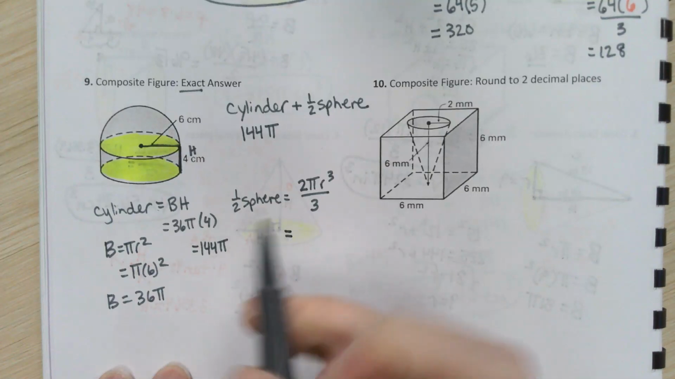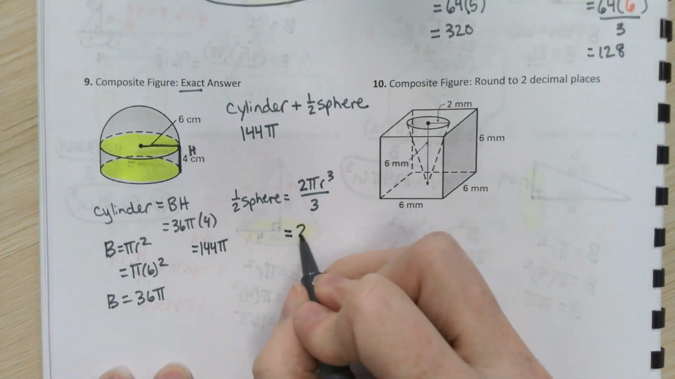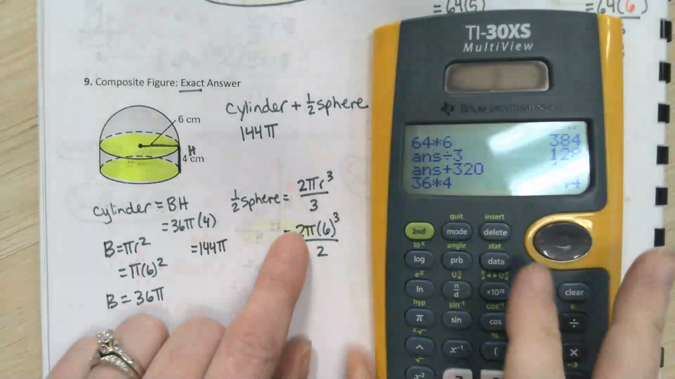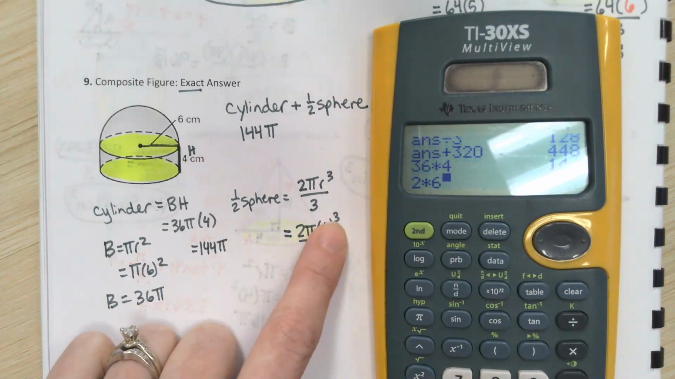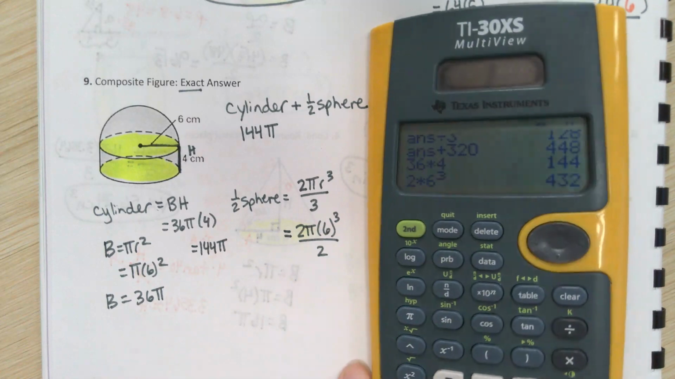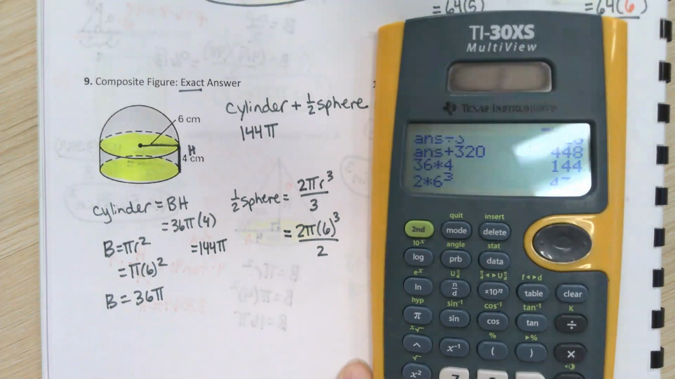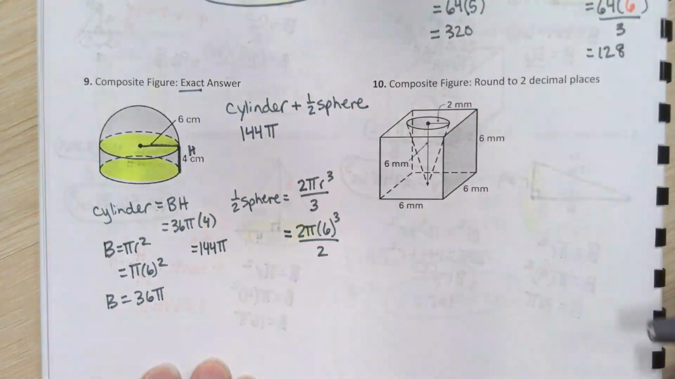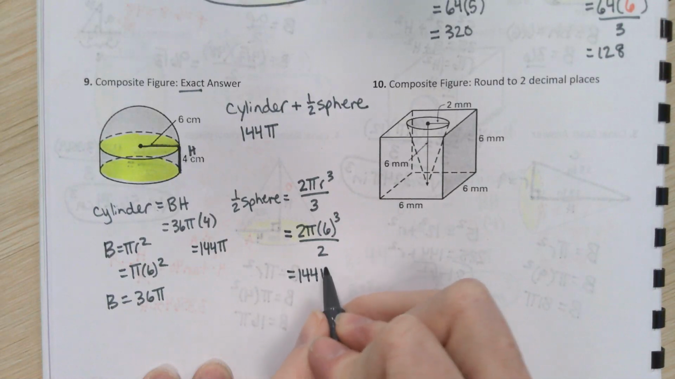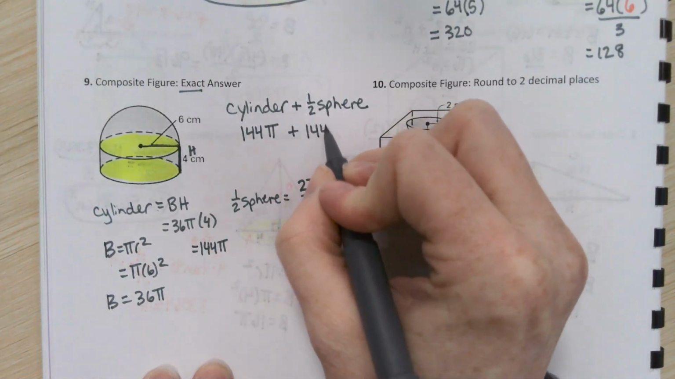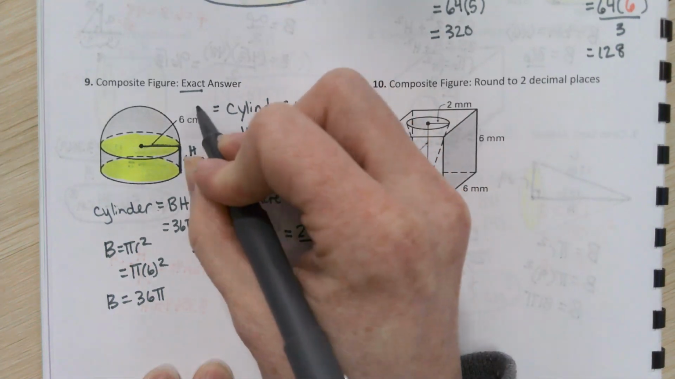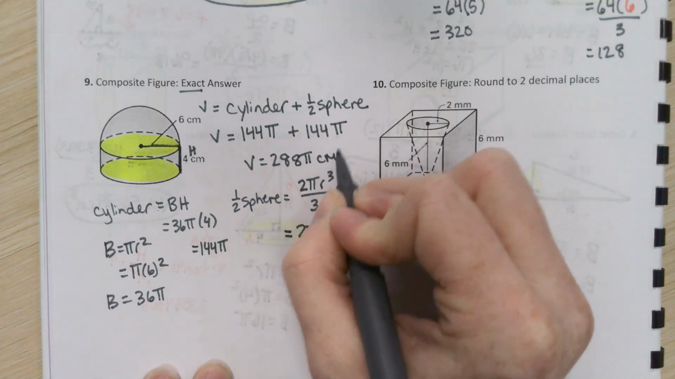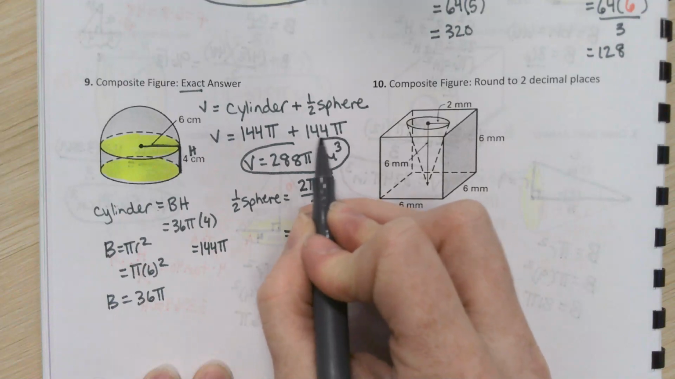Moving to the half sphere or the hemisphere, that radius is consistent. So I can keep using 6 as my r, but I need to make sure I'm careful here to do 2 times 6 cubed, not squared, but cubed. So that'll be 432. And then let's see if we can divide that by 3. Oh, we sure can, and we end up with 144 again. That's a coincidence. So the half sphere is also 144 pi. Those are definitely like terms, so we can go ahead and add those together to find our total volume of 288 pi cubic centimeters.